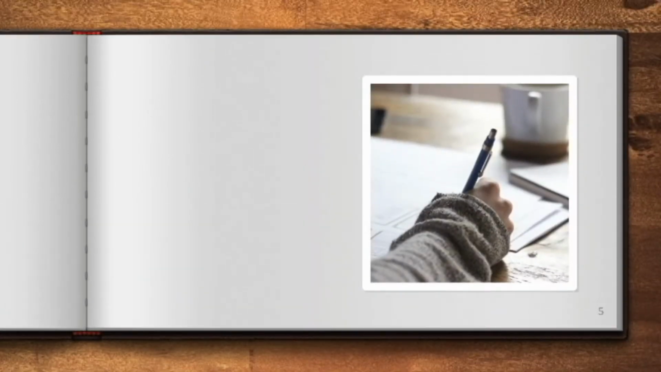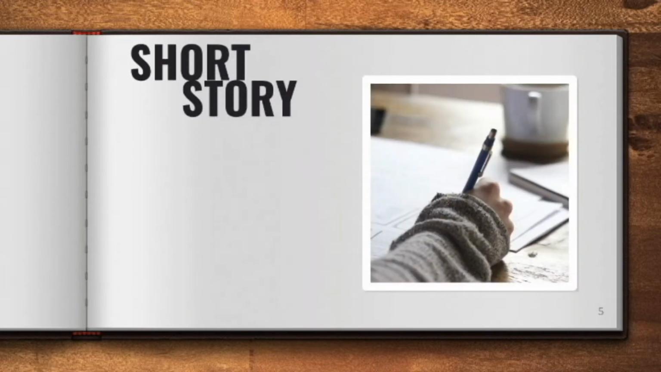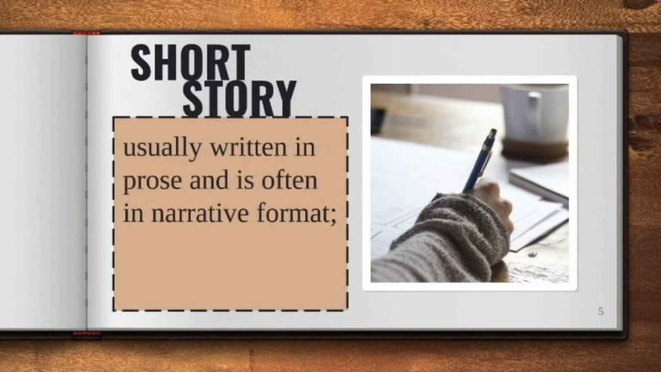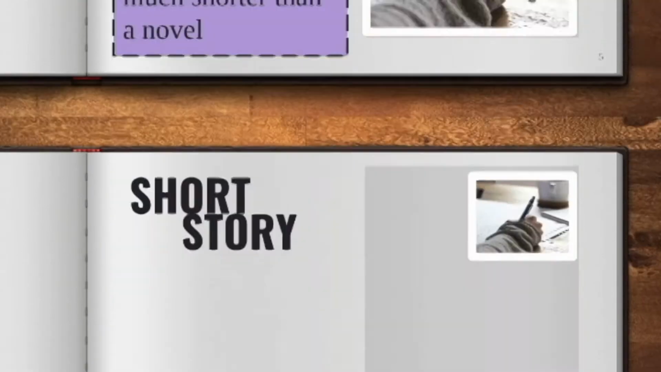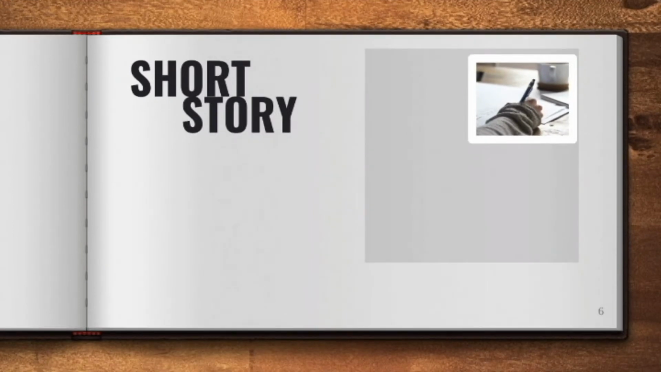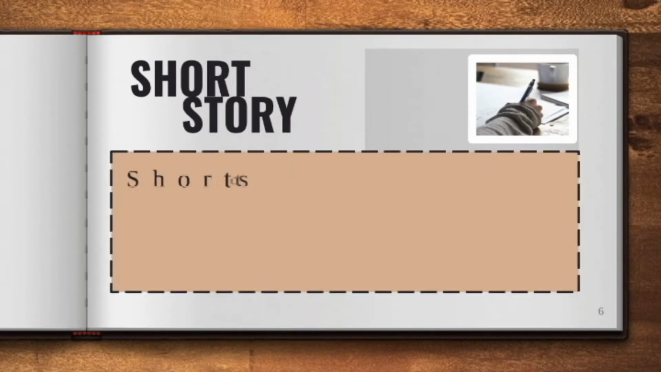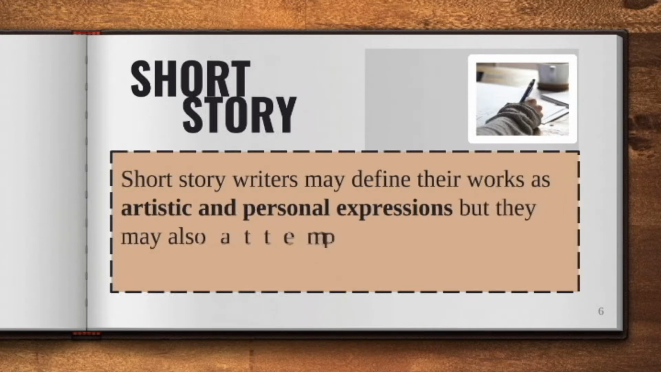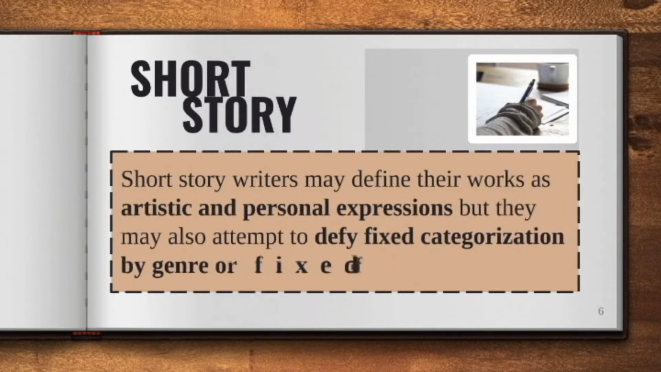Now, what is a short story? A short story is a piece of fiction that is usually written in prose and is often in narrative format. It may have the same elements as a novel, but it is much shorter than a novel. Short story writers define their works as artistic and personal expressions, but some may also attempt to defy fixed categorization by genre or fixed formation.